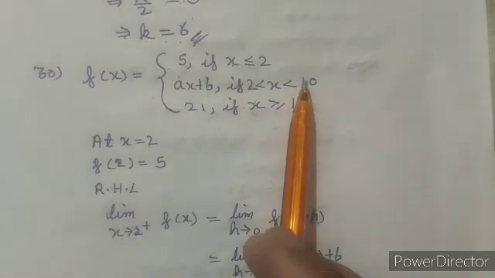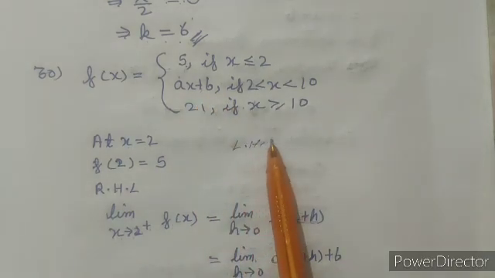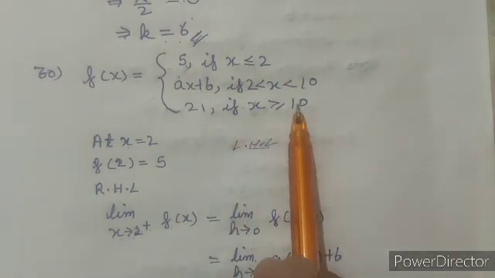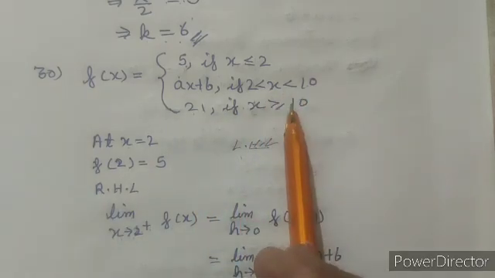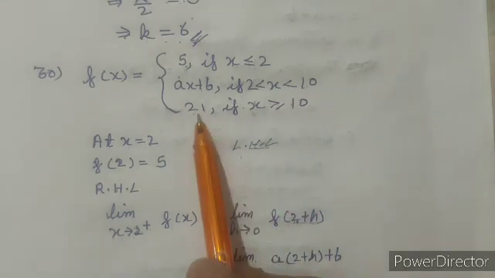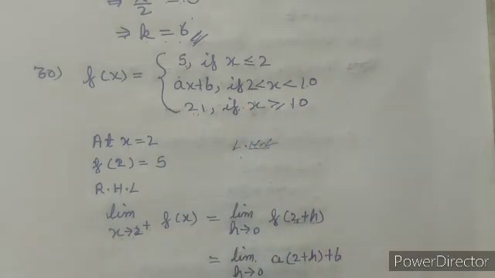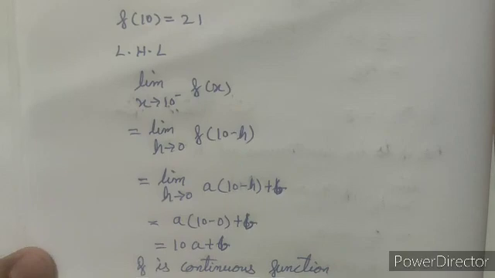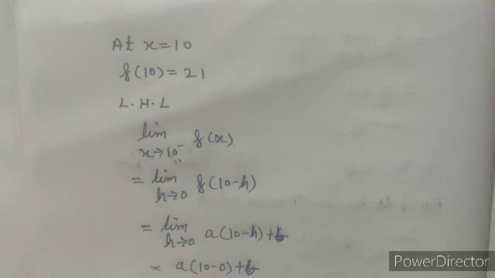Now here the value less than 10 is given to us, that means we can find the left hand limit, and the value equal to or greater than 10 is given to us, so we will find out the left hand limit at x equal to 10 and the value of the function at x equal to 10. And being a continuous function, the left hand limit at x equal to 10 will be equal to the value of the function. So at x equal to 10, the value of the function will be equal to 21 as given in the question.